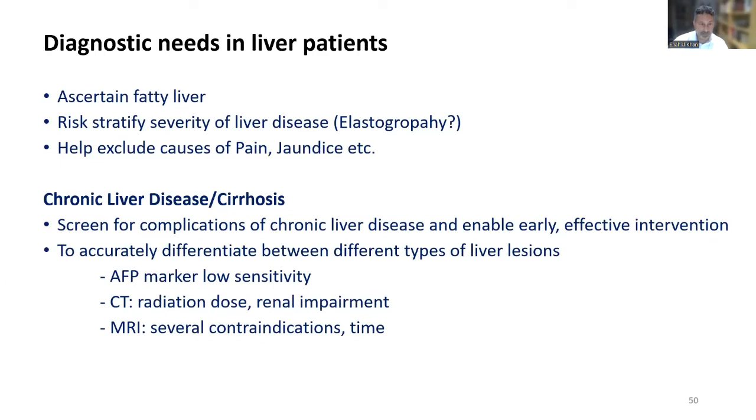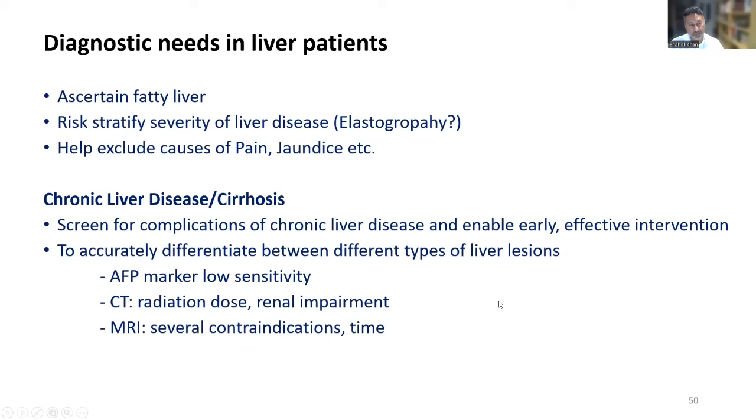So we need a way to see whether someone has liver fibrosis, and elastography associated with ultrasound has come to the rescue over the past few years for that. And also, patients with liver disease may have other causes for abdominal pain or jaundice not related to the cirrhosis, and so it's important that we are able to do that.